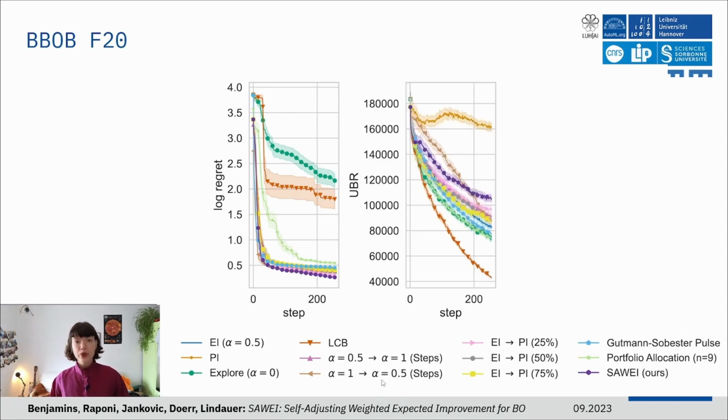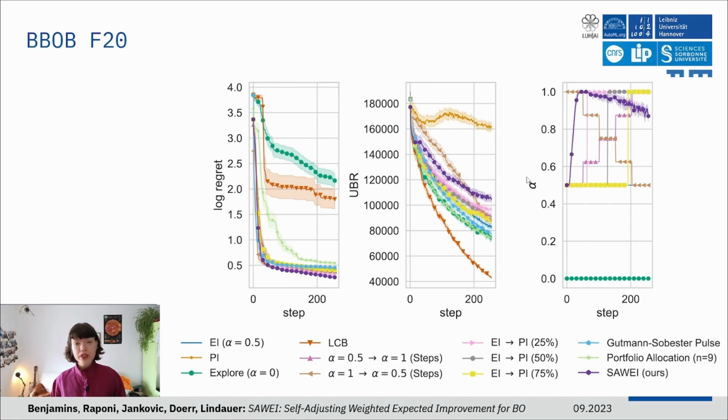Looking at the UBR, we see a similar trend, it is going down, and it's a little bit different per function. But it does not really correlate with the final log regret. And then we see the resulting alpha schedule. So we see here the alpha schedules from the baselines, and here our SAWEI alpha schedule from EI to exploiting and back again to exploring.